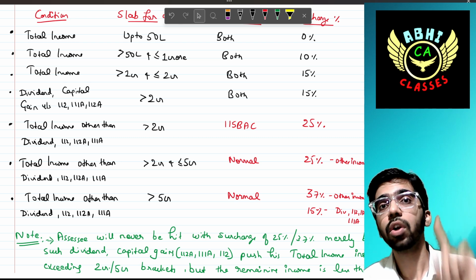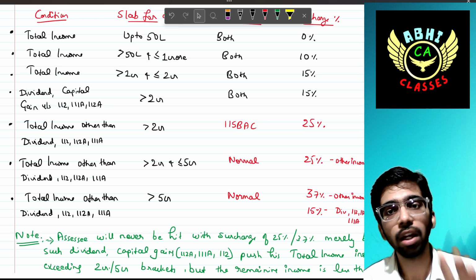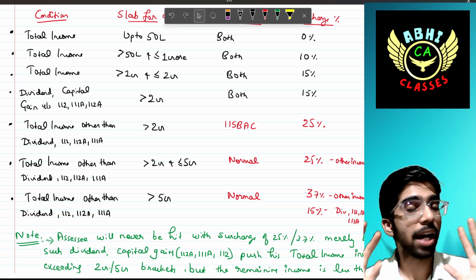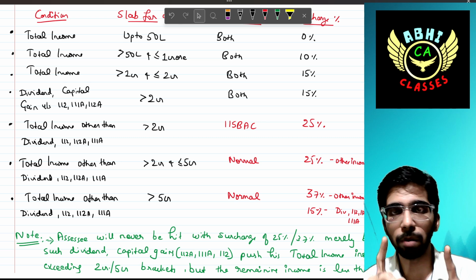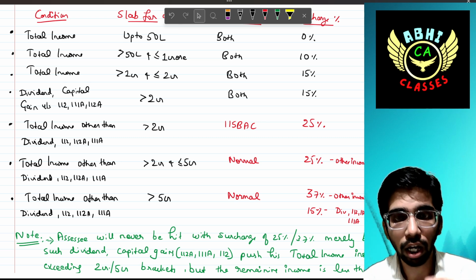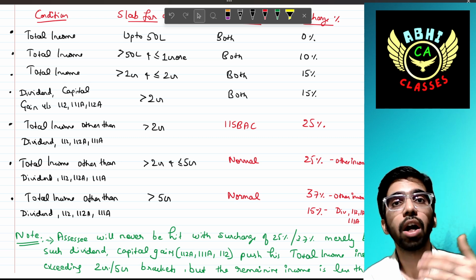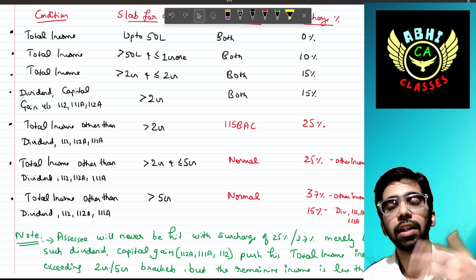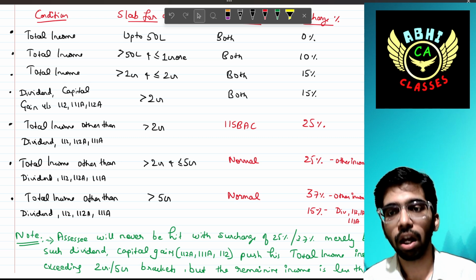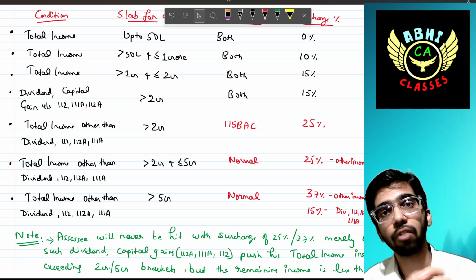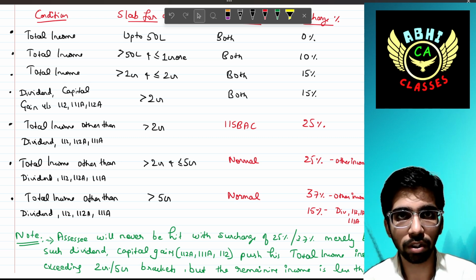If you are opting for the new tax regime, that is 115BAC, the maximum surcharge rate is 25% only, and hence I have written 115BAC and normal separately. If your income is more than 5 crore, then the surcharge is 37%, and for dividend and special income, 15%. I will discuss once again.